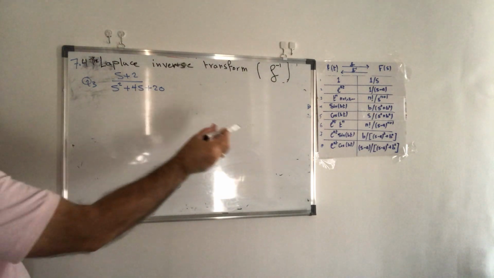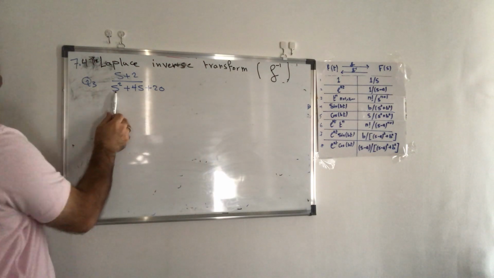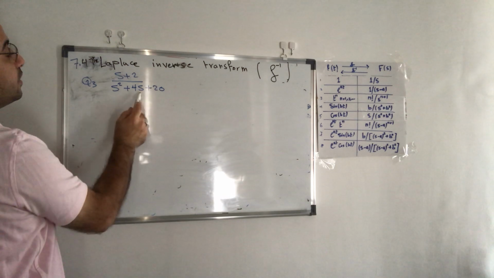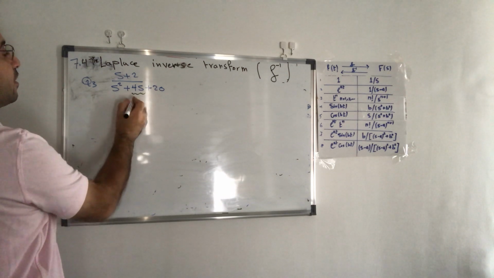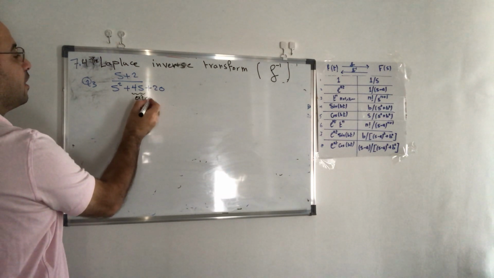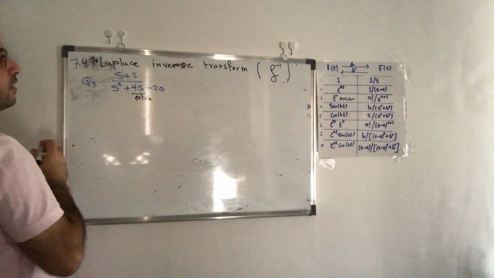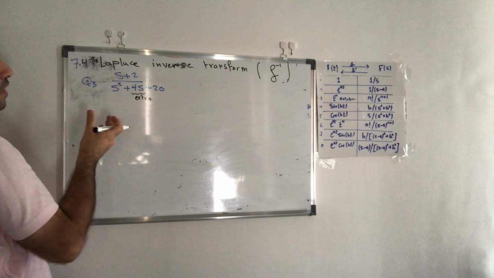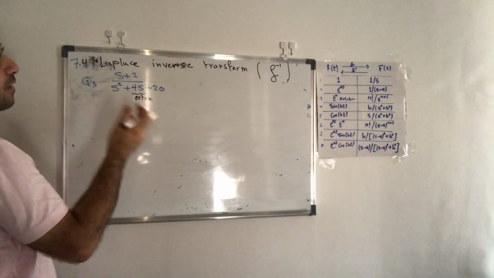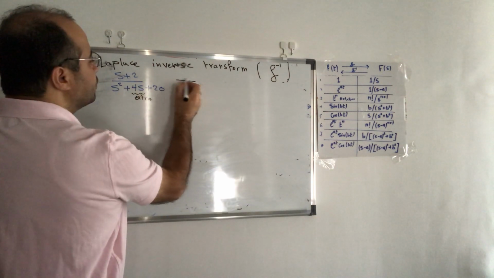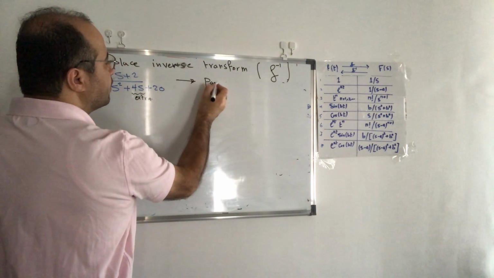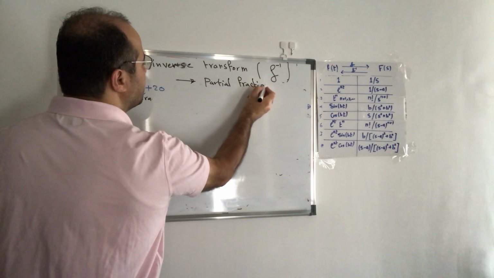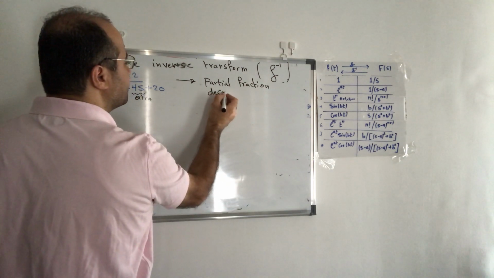Now my denominator is none of these. It says you have s squared, but you have 4s here, and you have 20. Here we have something extra, which is not good. In this case, you always look for either completing the square or partial fraction decomposition. I need you to go for partial fraction decomposition.